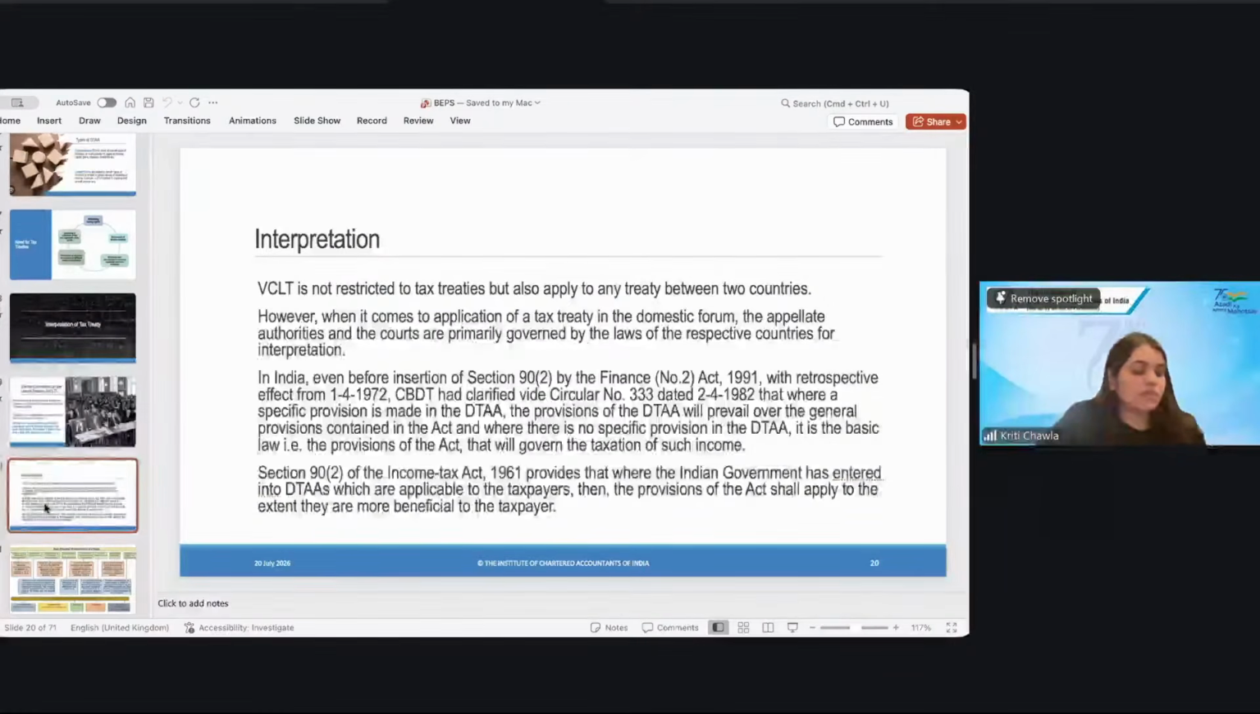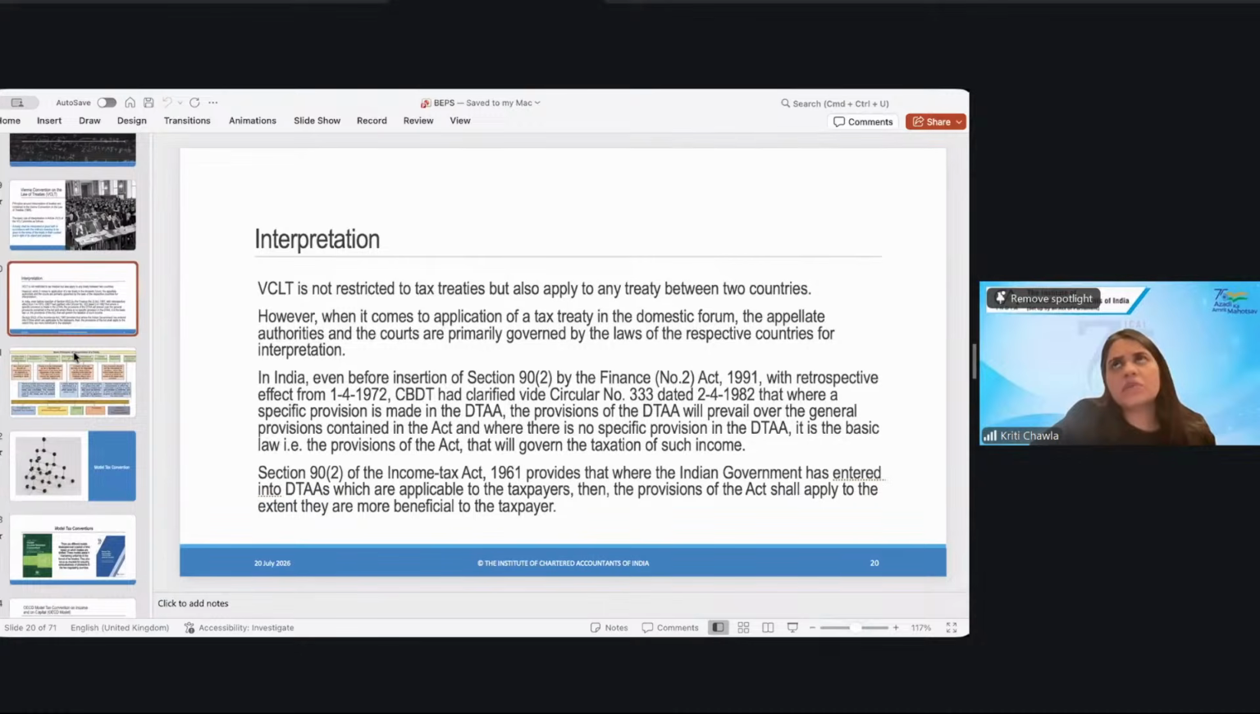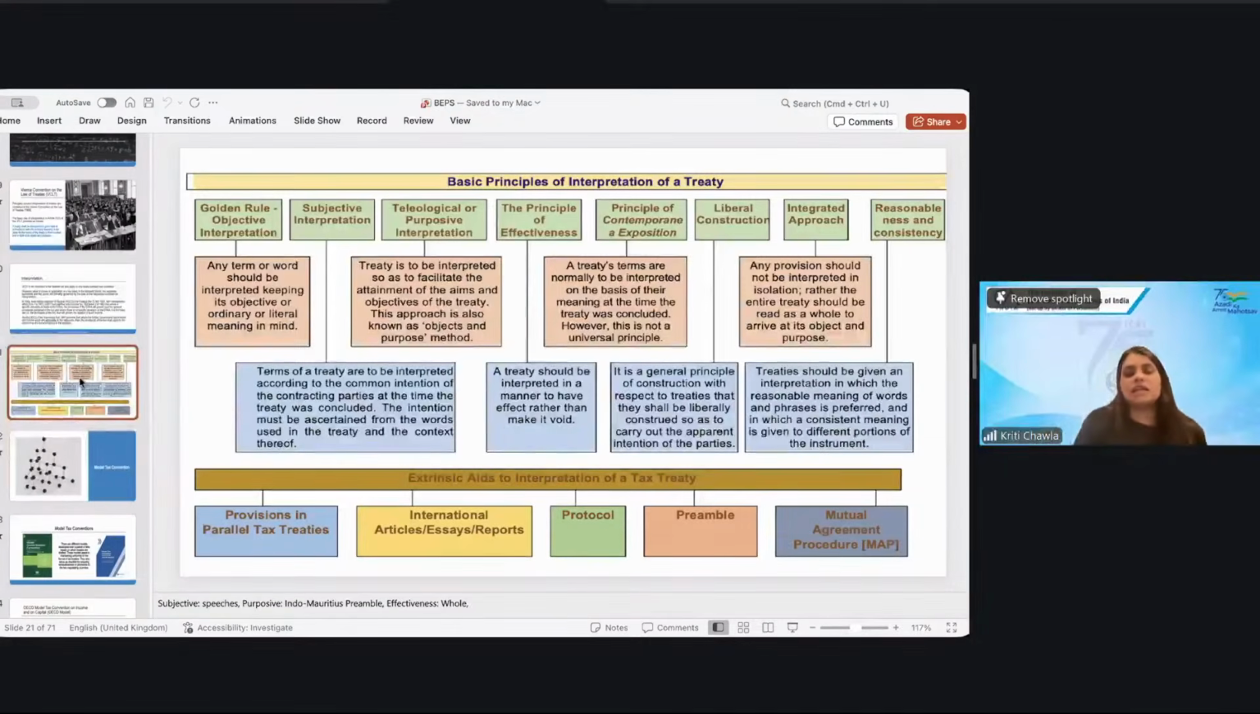So what we do as per Section 90 is that whatever is mentioned in the DTAA, or whatever is mentioned in the domestic law, whichever is more beneficial to the taxpayer, that will actually operate. So that's basically Section 90 of the Income Tax Act. What I'm trying to say is that there is VCLT, which is provided for the interpretation of tax treaties. But then there are also some basic principles for interpretation of tax treaties. Just take a minute and read through this, and I'm going to explain all this.